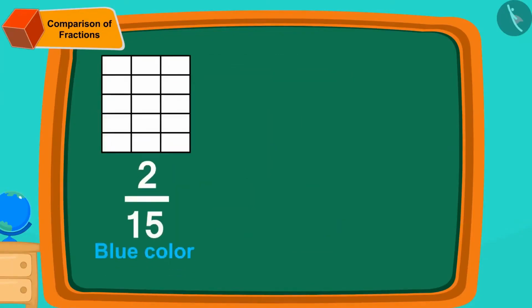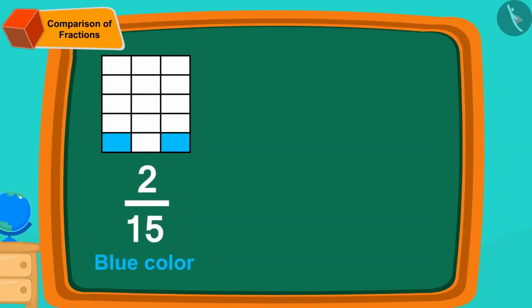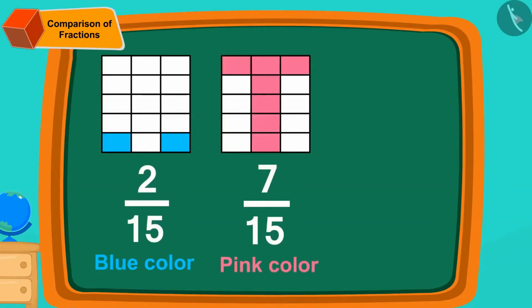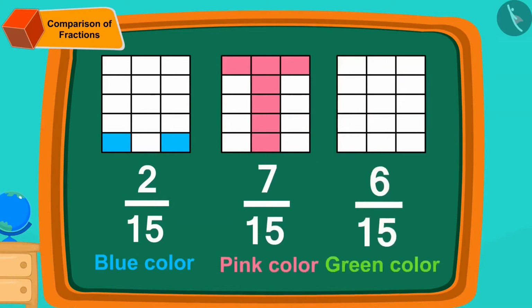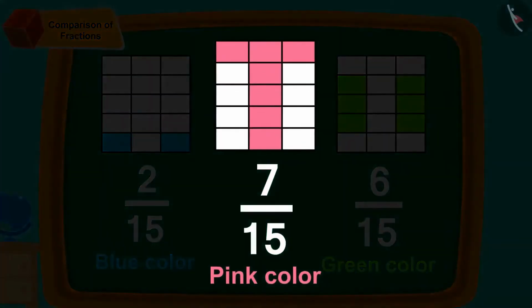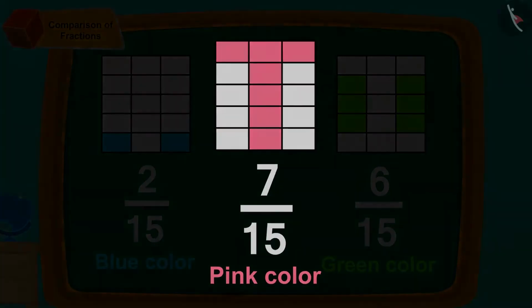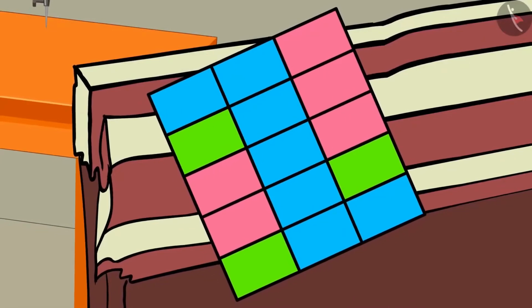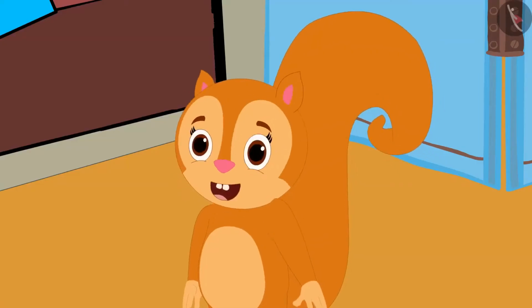Children, if we have filled blue color in 2 parts out of 15 parts, pink color in 7 parts, and green color in 6 parts, can you then identify the largest of these fractions? If you wish to, you can stop the video and find the answer. Well done, children. You have found the answer correctly. The largest fraction here is 7/15. Chanda's cloth is ready with her design. Look how happy she looks.